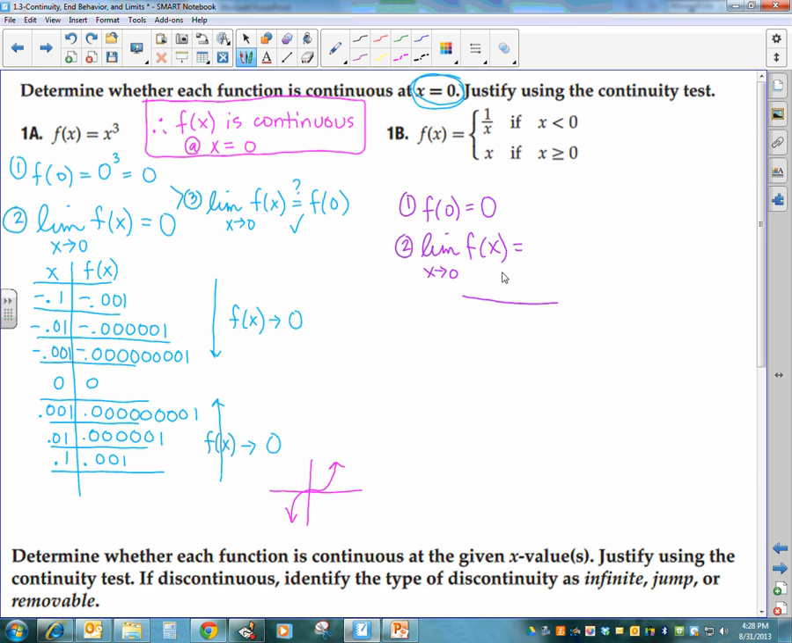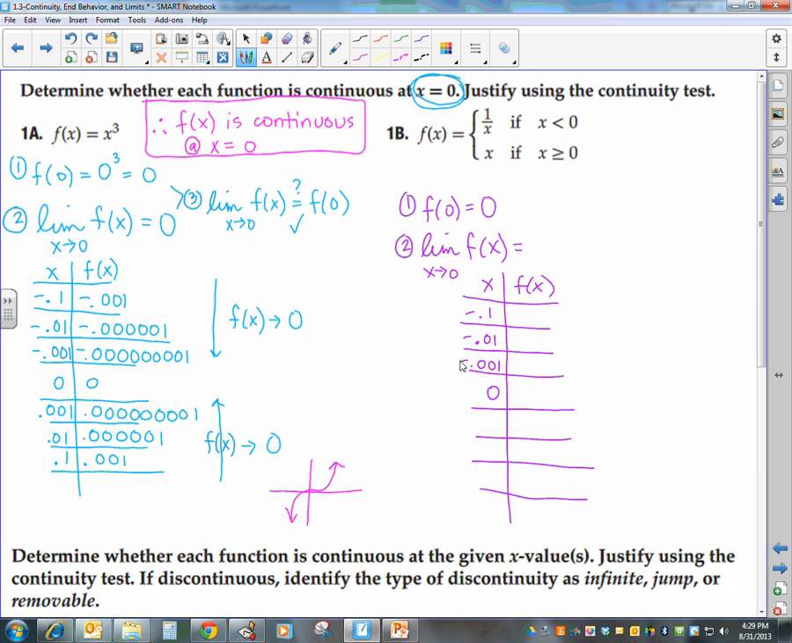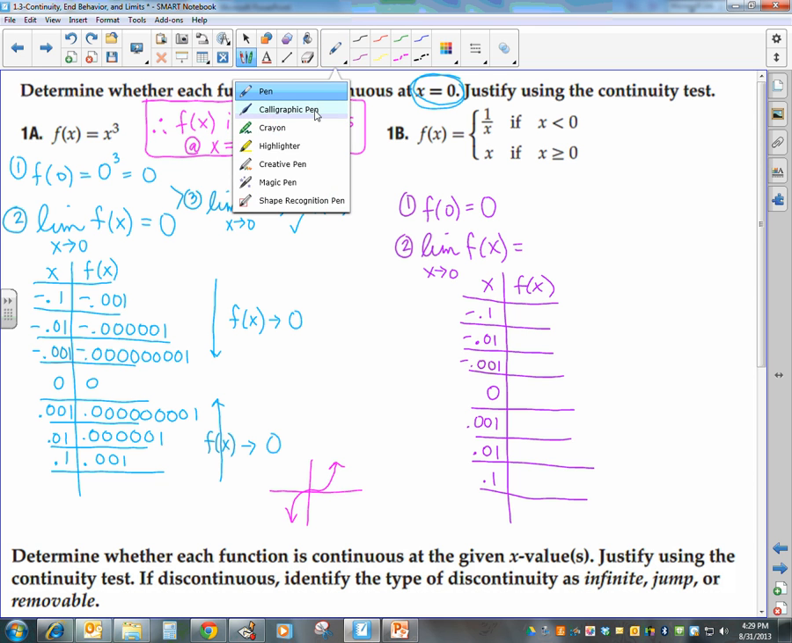And we're looking to see if it exists. So we're going to do a table, just like we did. We're going to have the same x values. This is my x, my f of x, and then I had 0, and then 1, 2, 3. So I have the same numbers as we said: negative 1/10, negative 100th, negative 1,000th, 1,000th, 100th, and 1/10th.